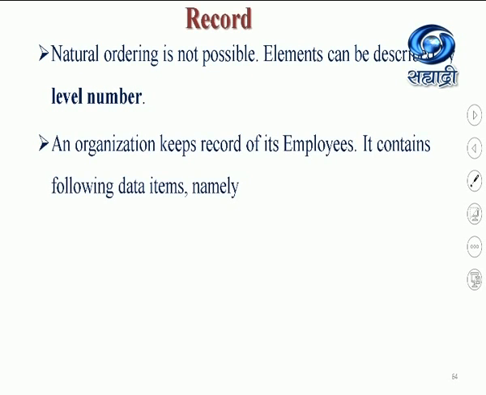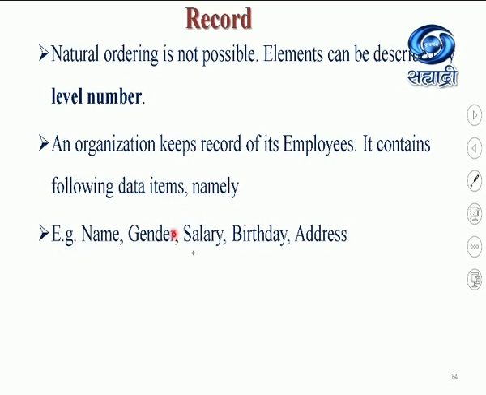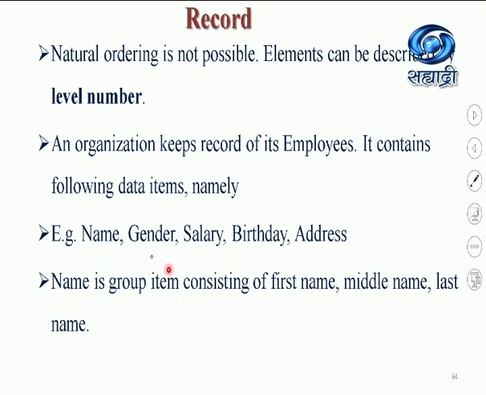An organization keeps records of its employees and it contains the following data items. We are going to consider the following fields of the employees: name, gender, salary, birthday and address. These 5 are the fields of the employee, and you are going to store the records of 5 employees. The name is a group item. It contains 3 values: first name, middle name and last name.